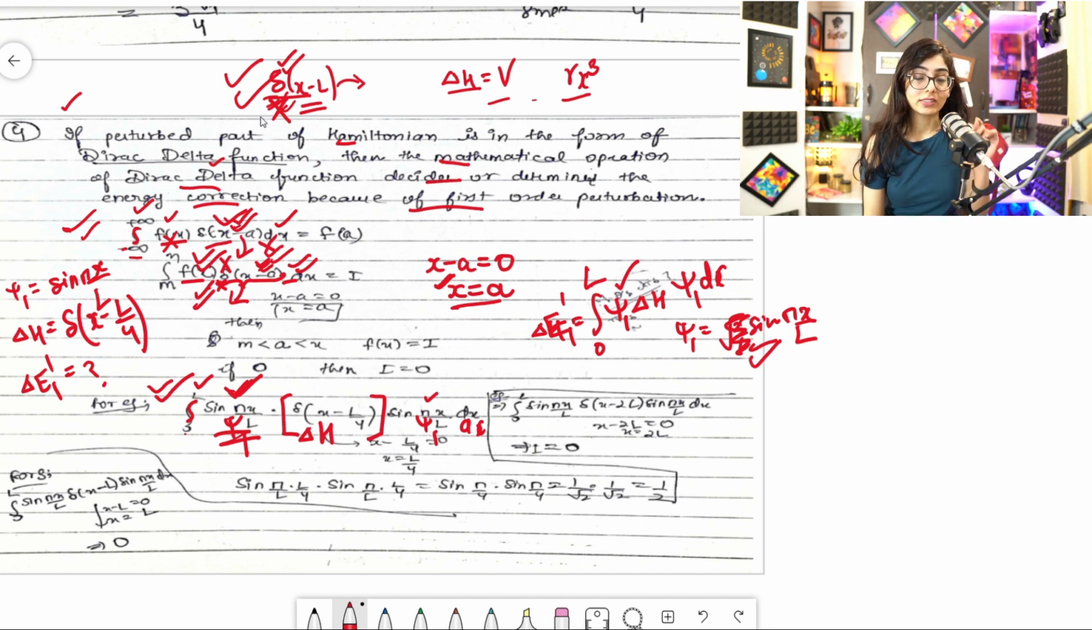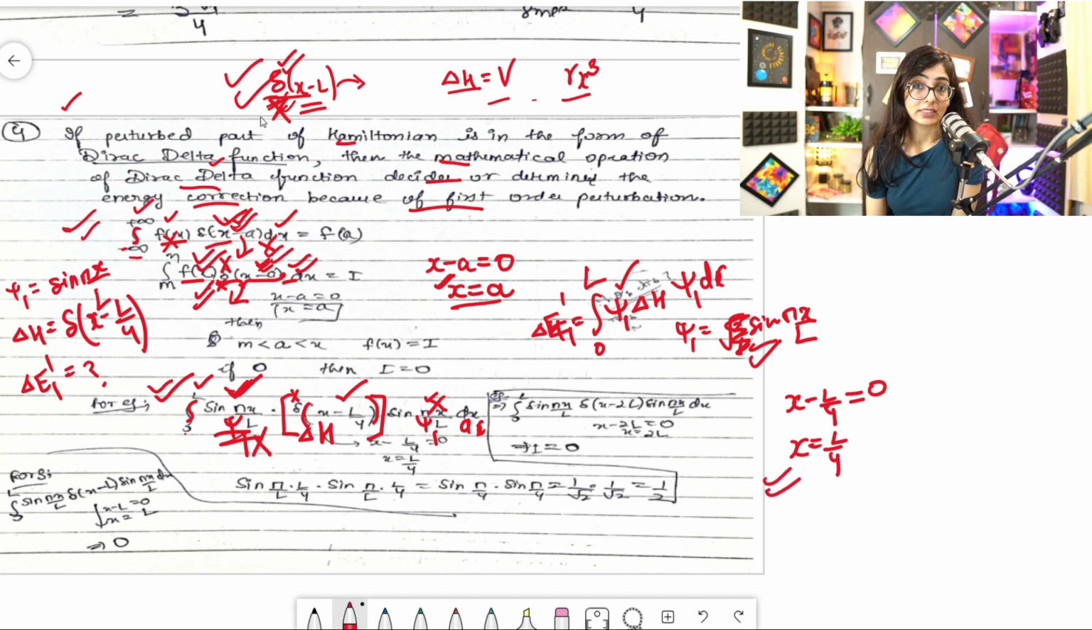So what will happen now? What did I tell you just now? Just leave everything. How to solve this integration? Apart from delta, whatever will be there in the bracket, just put it equal to 0. That is x minus L by 4, that is in the bracket. So just put it equal to 0, and it would be x is equal to L by 4. And now you got the value of x, that is L by 4. Clear?